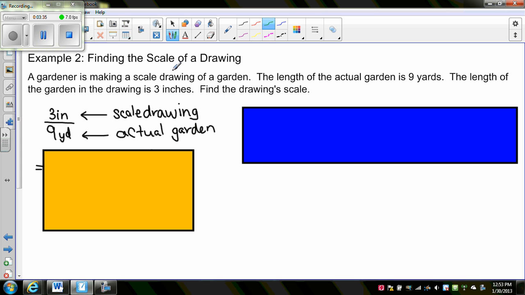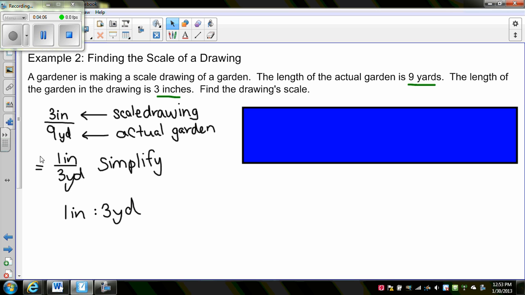Example 2. So what if you have to find the scale? They don't give you the scale, you actually have to find it. So a gardener is making a scale drawing of a garden. The length of the actual garden is 9 yards. The length of the garden in the drawing is 3 inches. So what is the scale of this? Well, in this case, we just need to make it a ratio where the scale always goes on top and actual on the bottom, and we need to simplify it. So we end up getting 1 inch is equivalent to 3 yards.